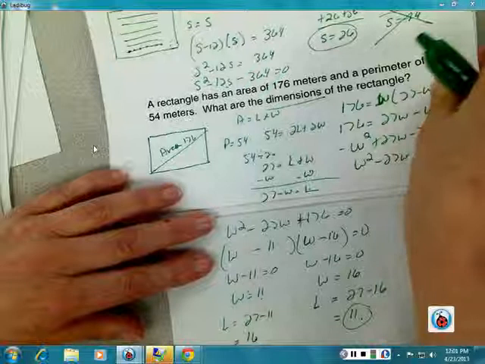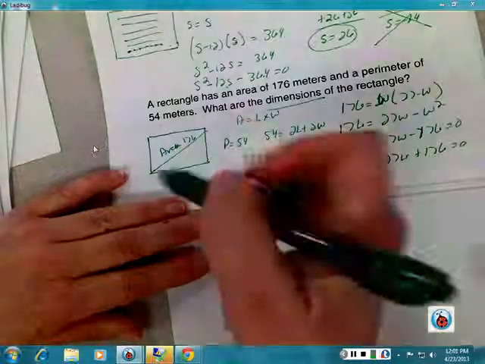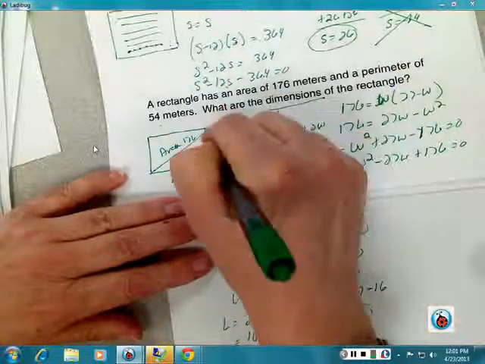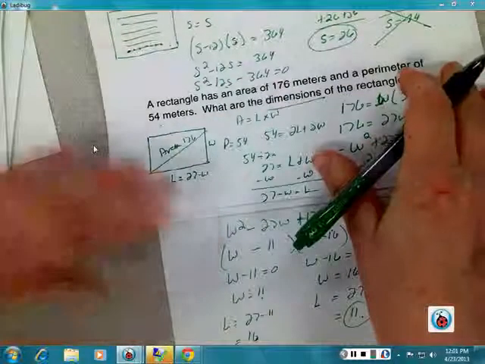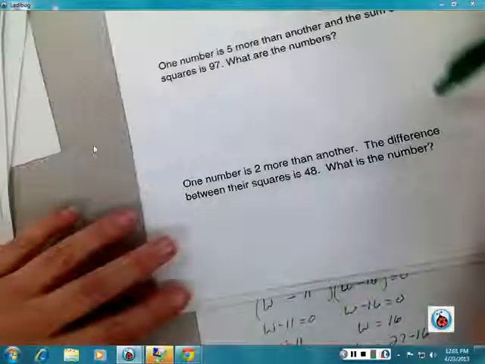So it is a little bit drawn out with this one because you didn't have any pieces, but we could find them once we found that length was equal to 27 minus W and the width was W. So that is working the pieces of that one out.